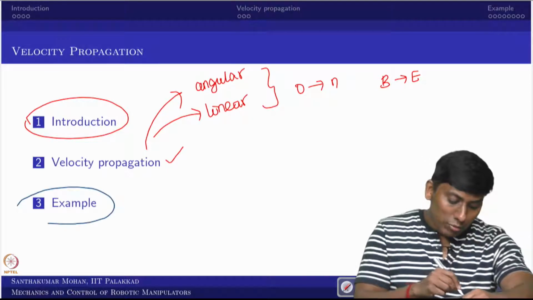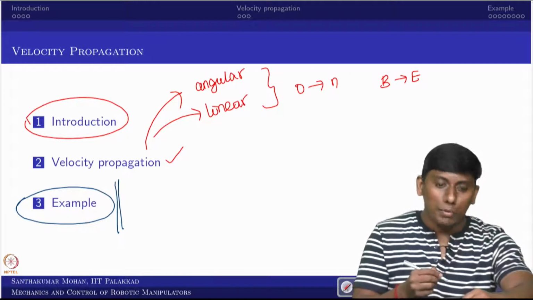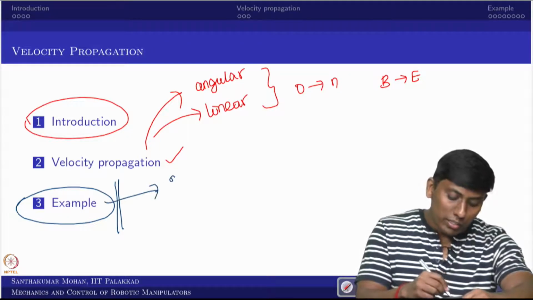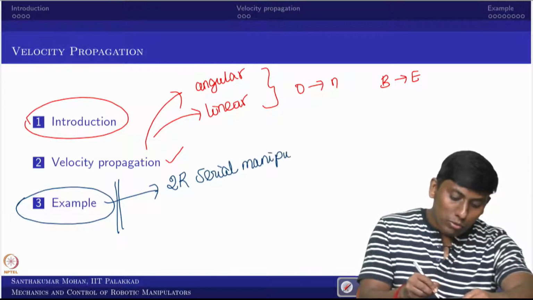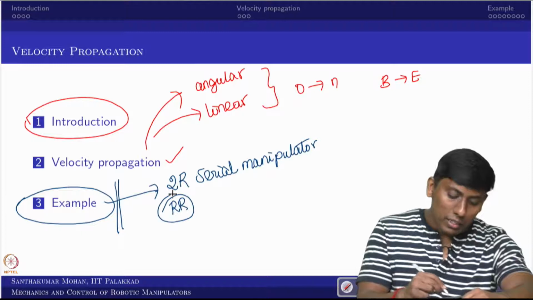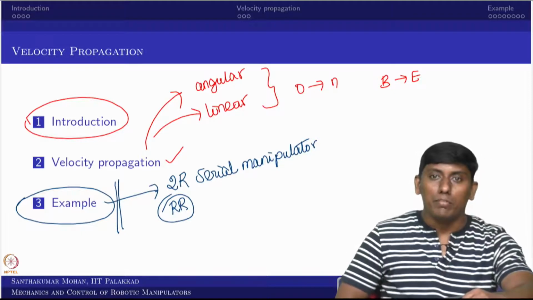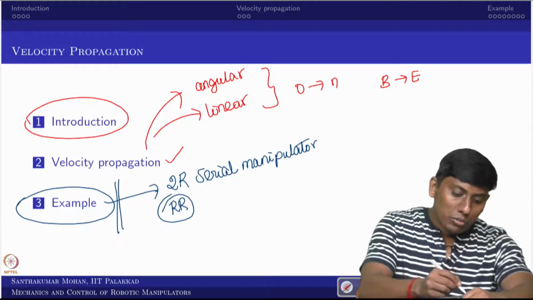Then we will see one simple example, and later on a few other examples. The example we are going to consider is a 2R serial manipulator. I should not actually call it 2R, because 2R means two rotary joints, but it is supposed to be called RR. So this particular manipulator we will take as an example. Let us move to the general case.